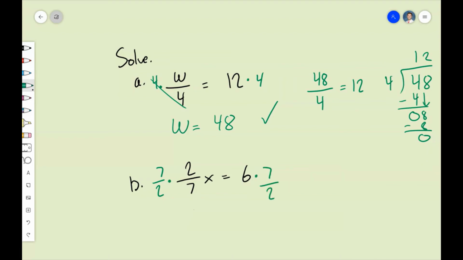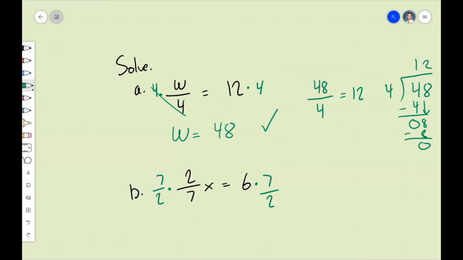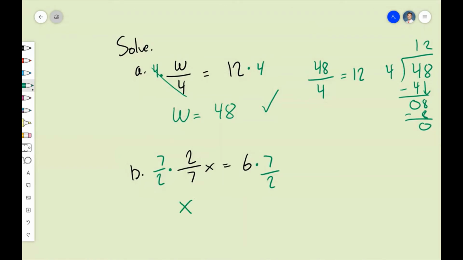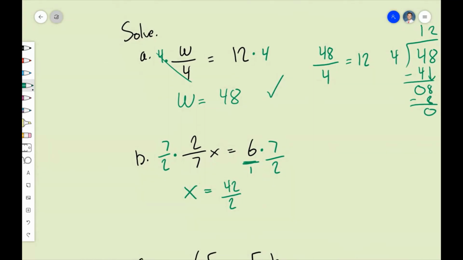So we've got 7 over 2 times 2 over 7, that equals 1, leaving us again with just x. And that's equal to 6 times 7 over 2. So we know that 6 times 7 equals 42, and 1 times 2 equals 2, so that would be 42 over 2, or 42 divided by 2, leaving us with x equals 21.